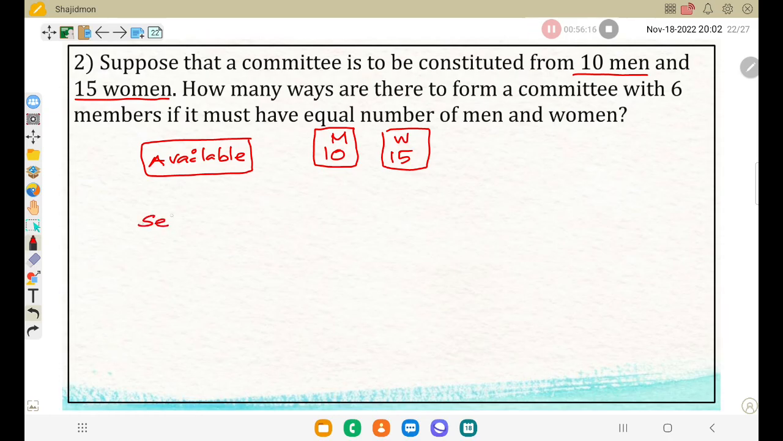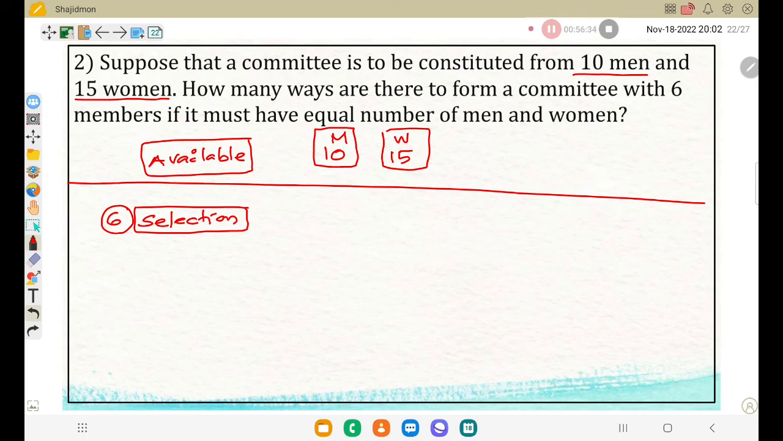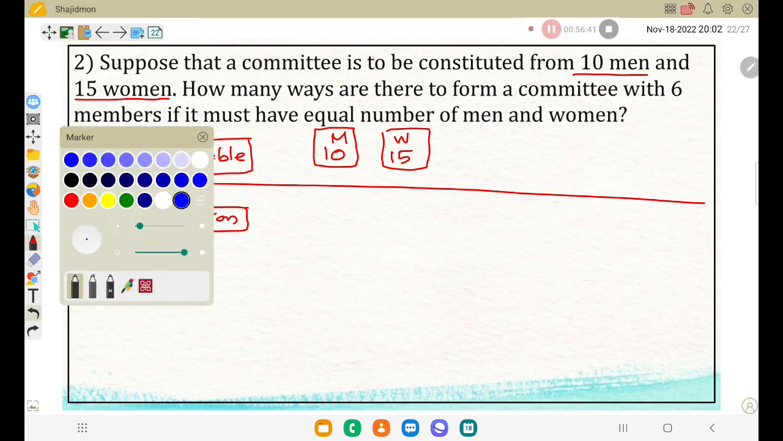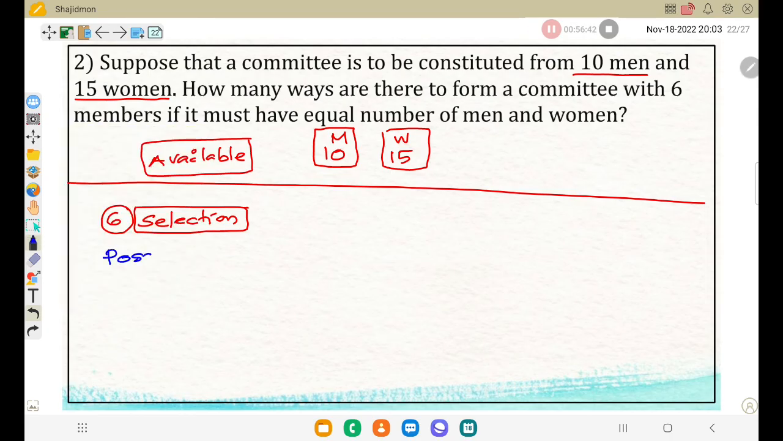Now selection we are starting. How many persons do we need to select? We need to form a 6 people committee, correct? This is our question. It must have an equal number of men and women. Out of 6, it should have an equal number of men and women. So how many ways can we form it? This is our question. So we will form that. So first write what is the possibility.